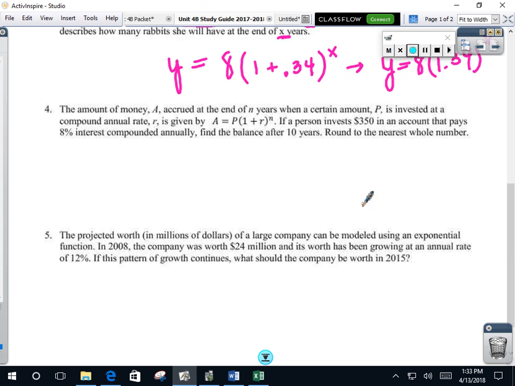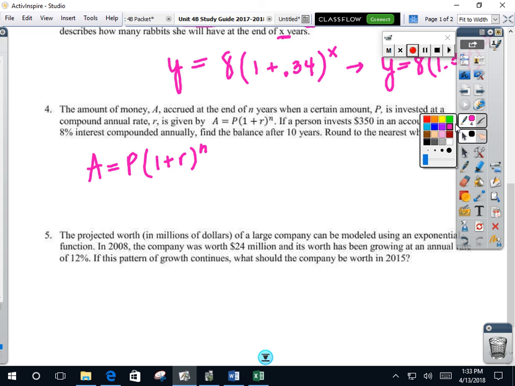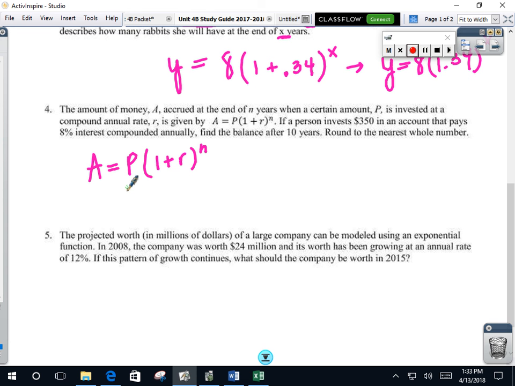Number 4, the amount of money A accrued at the end of the year in years when a certain amount P is invested at a compound annual rate R is given by A equals P times 1 plus R to the n power. Now, don't let that throw you off just because you're not as familiar with that formula. It is the same exact thing as y equals a times 1 plus r to the x power. It's just they're using different letters. They're using a for amount, p for principal, which is starting amount, and then n for number of years instead of x. So what can we plug in for the p?